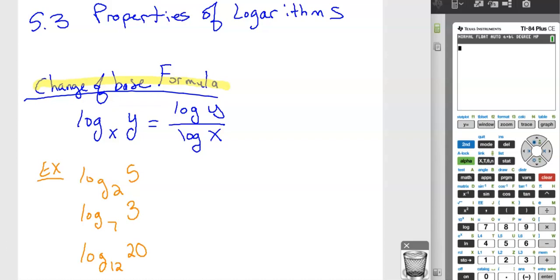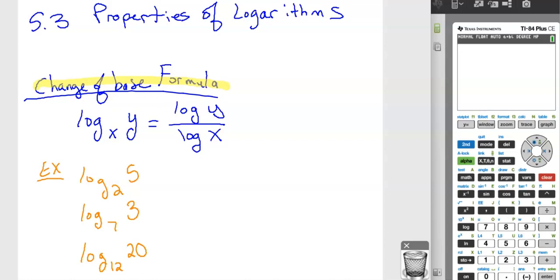This is 5.3, properties of logarithms. The last lesson was studying what a logarithm is and how to write it in exponential form and how to write exponential form into log form. This one is more like evaluating logarithms more specifically and then condensing it, learning certain properties.